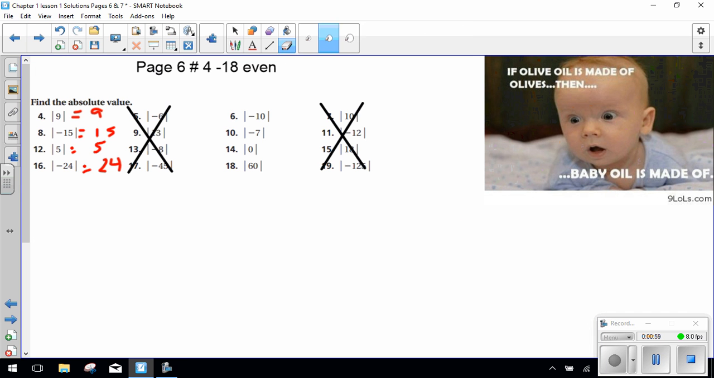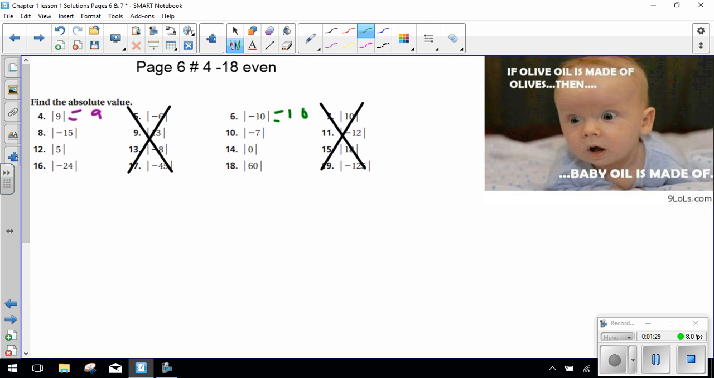On pages 4 through 18 even, you were asked to do just the even, so I crossed out all the odds there for you. So let's take a look. For number 4, the question's asking, what is the absolute value of 9? And the answer is 9. Number 6, it's asking us, what is the absolute value of negative 10? And the solution is 10.